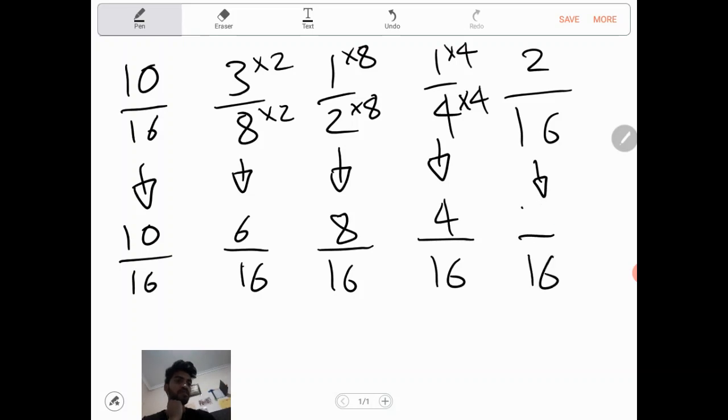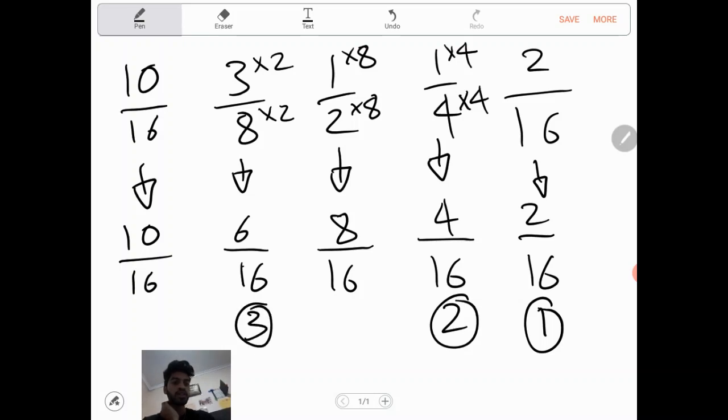Now we just look for, well, let's say I want an ascending order, which means increasing, which would mean we start with the smallest. So this is the smallest, I'm going to label it 1. The next one up is this one, I'll label it 2. And then 6/16 is 3. And then 8/16 is number 4. And the biggest one is 10/16.